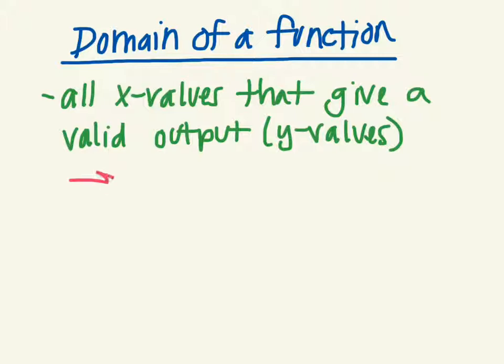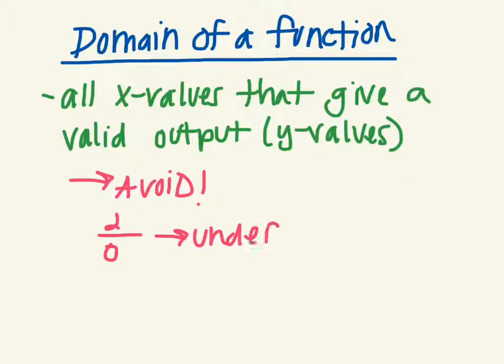So the things that you're trying to avoid are going to be things like if you ended up with 2 divided by 0. Anytime you end up with a divide by 0 in a function, that's going to give you an undefined value. And that would be an example of something that would not be a valid output for y.